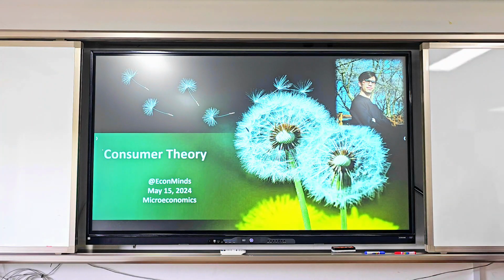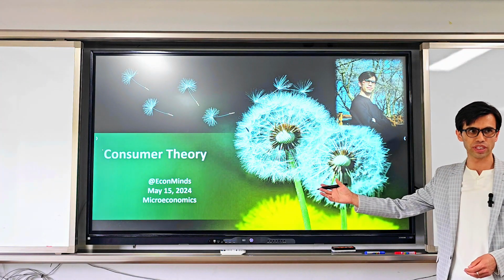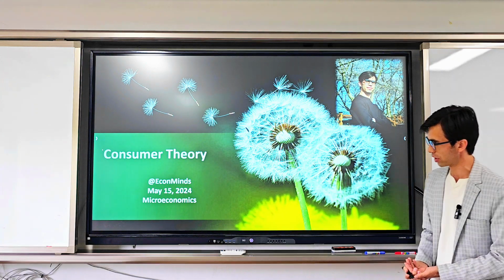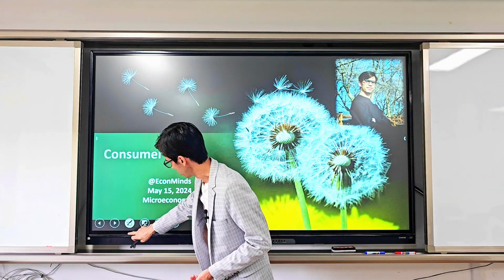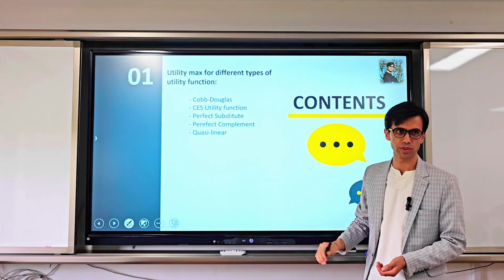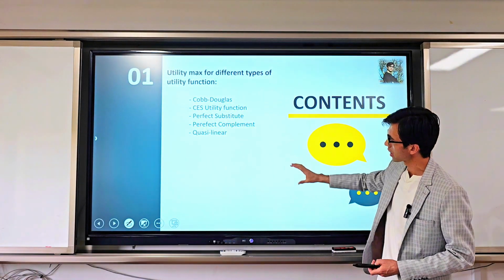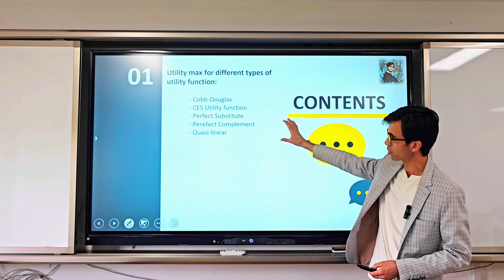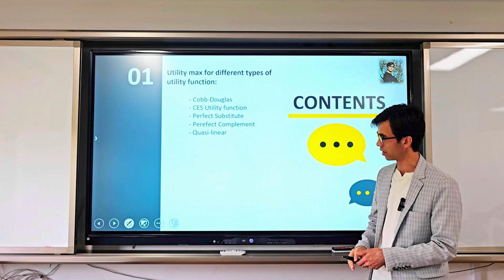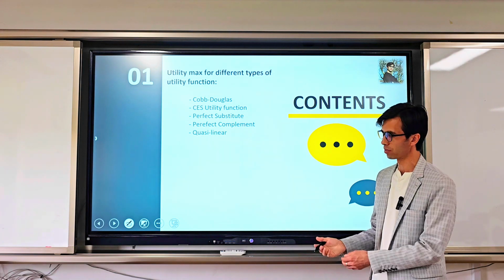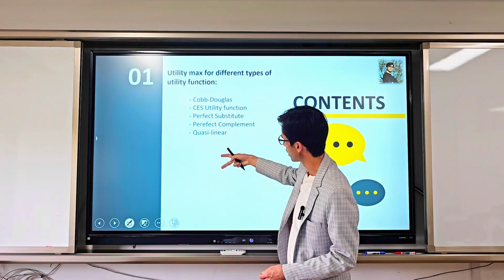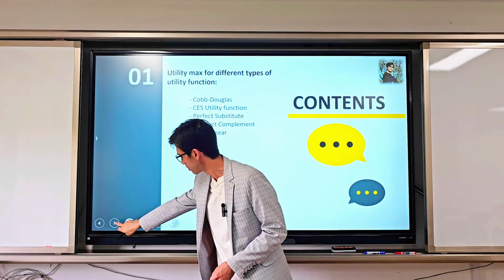Let's have a short review from the previous session. We talked about utility maximization and expenditure minimization. Specifically, let's talk about how to maximize different types of utility function. Basically, we have 5 types of utility function, which are very common, and we may have them in any kind of problem set related to utility maximization. But they have different ways of maximizing utility.